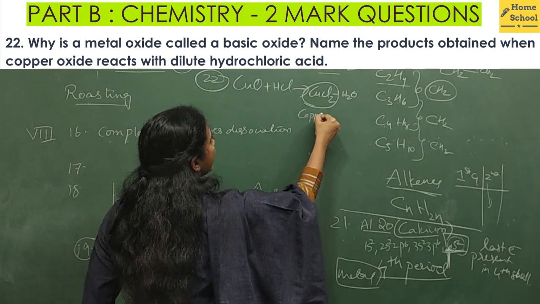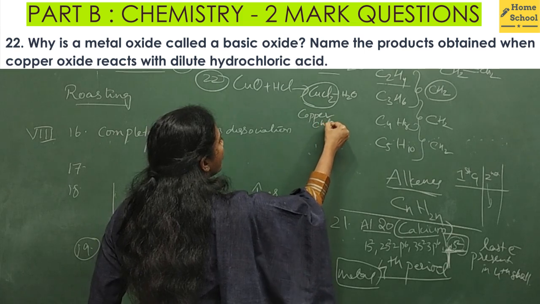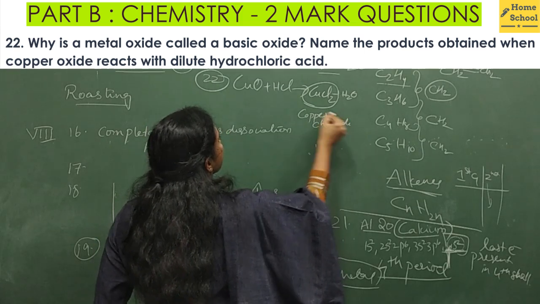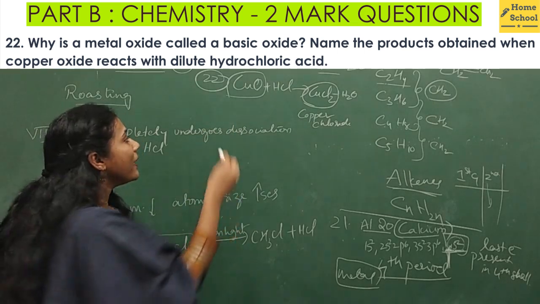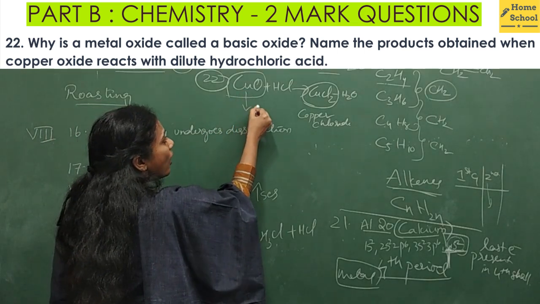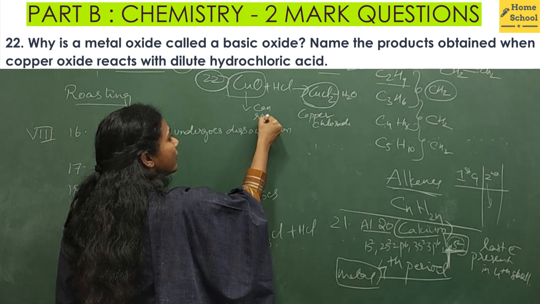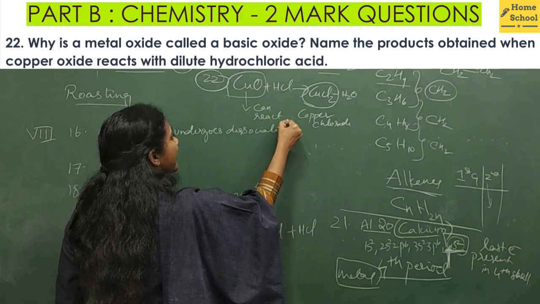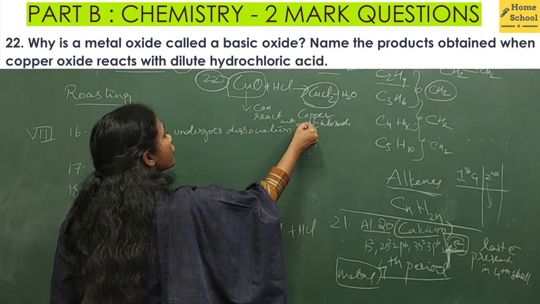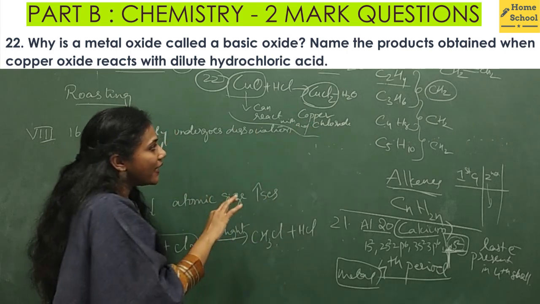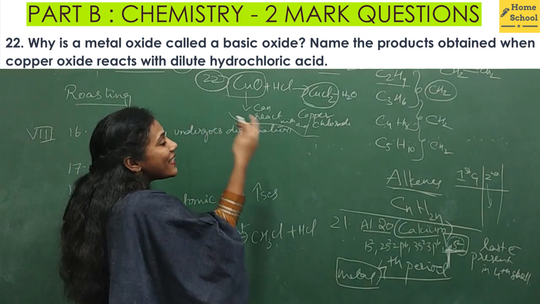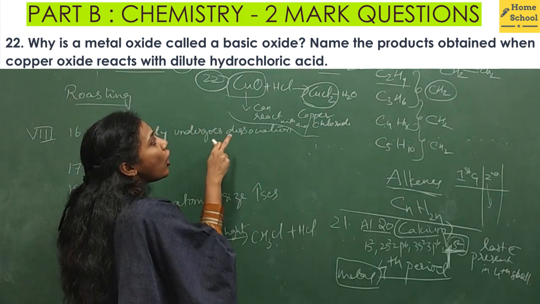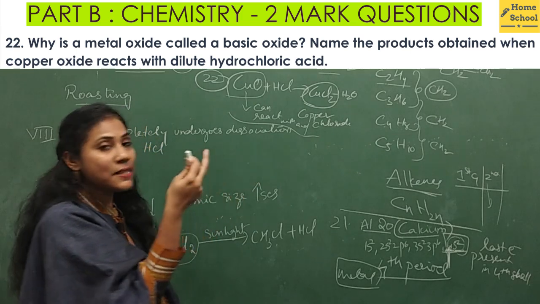Copper chloride. Okay, why do you call metal oxide as basic? Because these metal oxides can react with acid. Can react with acid. So if something is a base, then only it can react with acid. No. Since it is reacting with acid, we can call this oxide as basic.